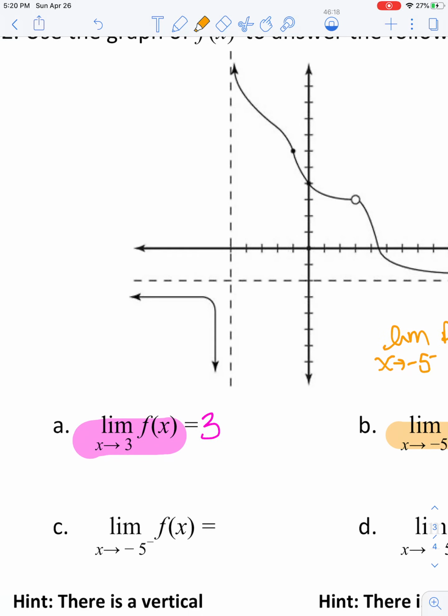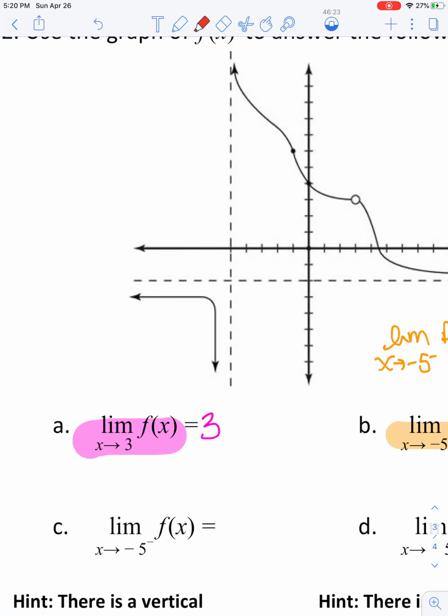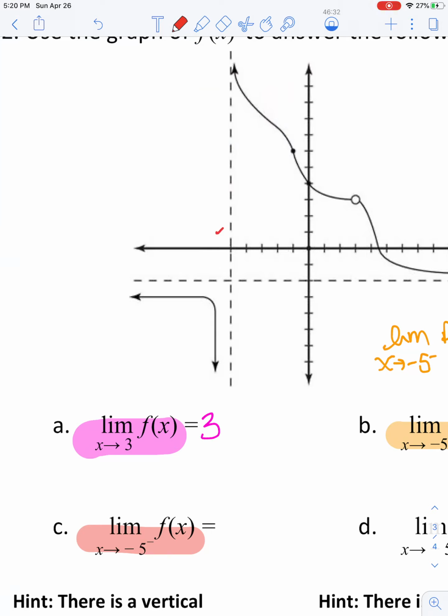In C, you'll notice that we are asked for a one-sided limit. We're asked for the limit as x approaches -5 from the left of f of x. So again, we pick out where x is -5, and then we're looking, what is our function doing as we're approaching -5 from the left? So we'll trace out on our function as it approaches -5 from the left-hand side, and we see that the behavior is going to -infinity.